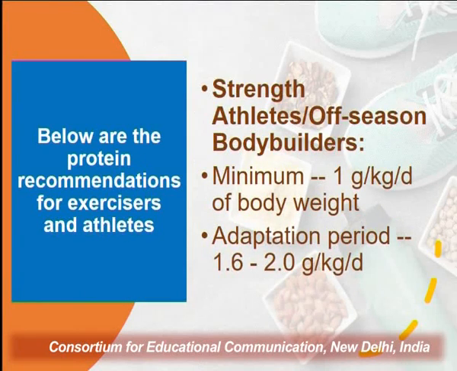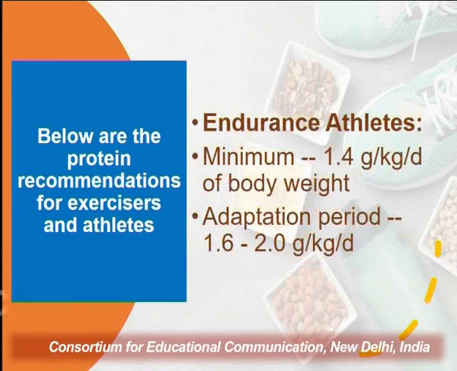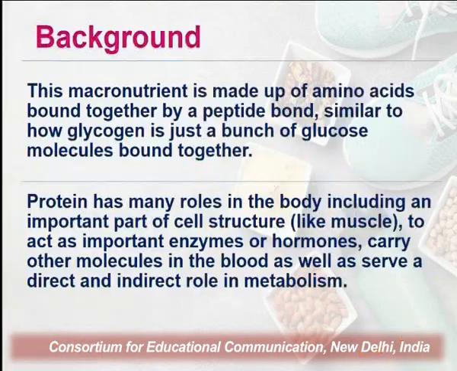Then strength athletes, off-season bodybuilders: minimum 1 gram per kg of body weight, and in an adaptation period 1.6 to 2 grams of protein per kg. Then endurance athletes: minimum 1.4 grams of protein per kilogram of body weight, and adaptation period 1.6 to 2 grams per kg per day.